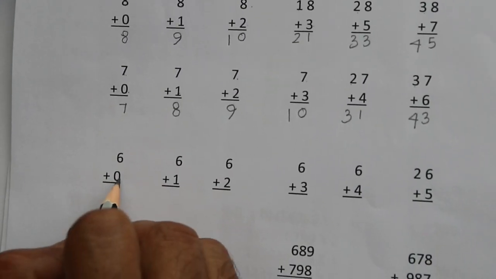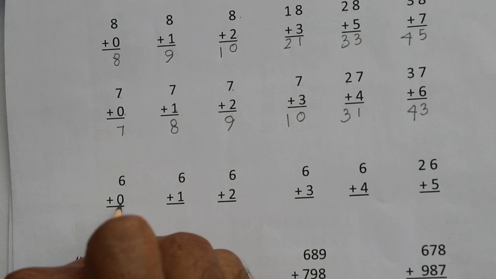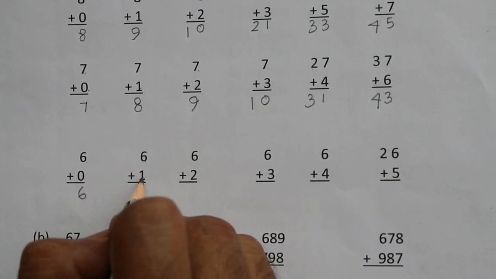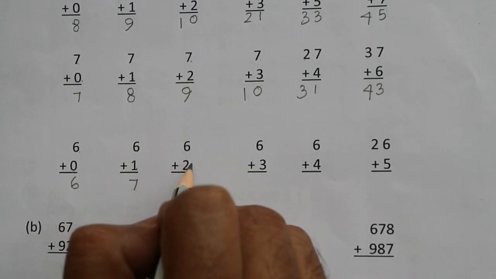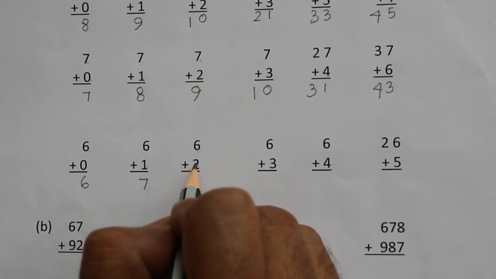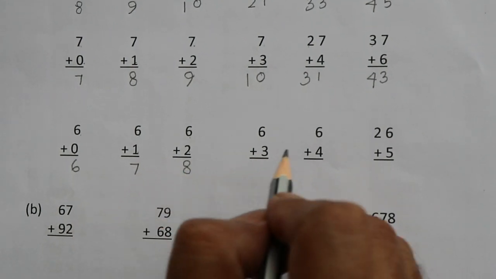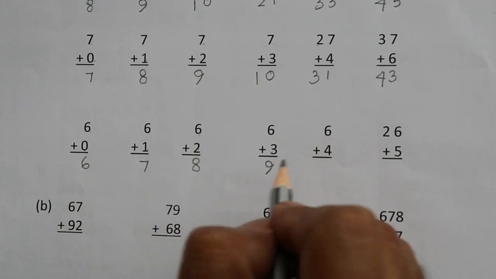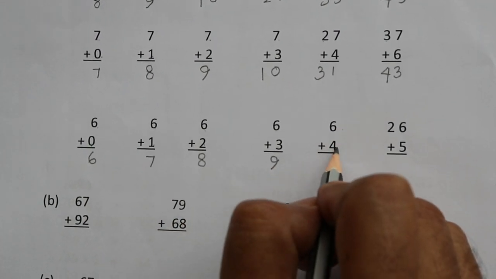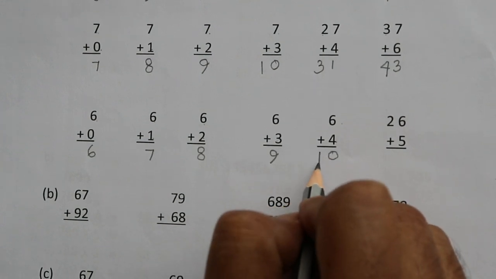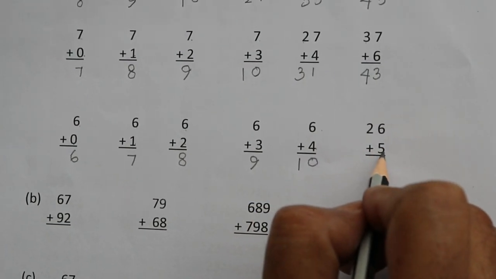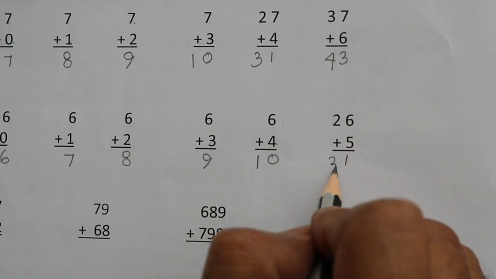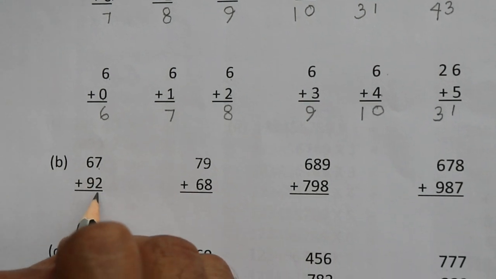0 is less than 6. 6 plus 0, 6. 1 is less than 4. 6 plus 1, 7. 2 is less than 4. 6 plus 2, 8. 3 is less than 4. 6 plus 3, 9. Plus 6 minus 4. 4 minus 4, 0. Carry over 1. 5 minus 4, 1. Carry over 1. 2 plus 1, 3. 7 plus 2, 9.